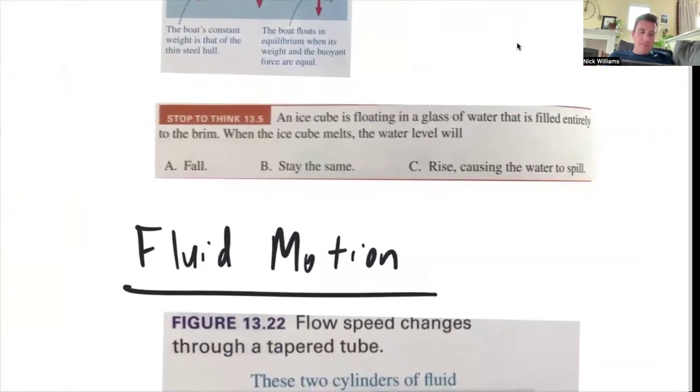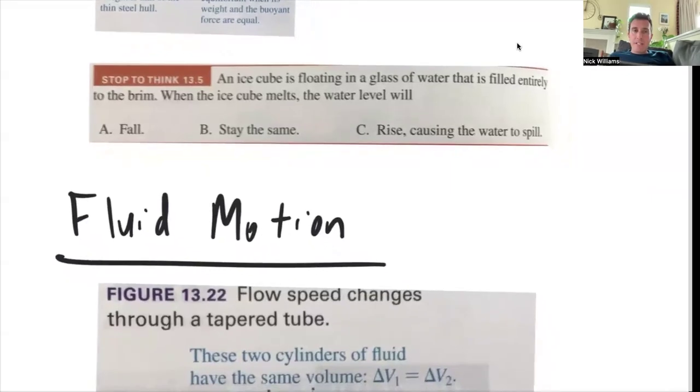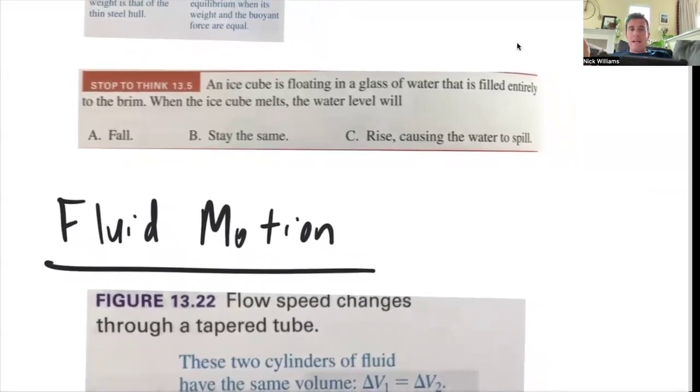Stop and think. An ice cube is floating in a glass of water that is filled entirely to the brim. When the ice cube melts, the water level will fall, stay the same, or rise, causing the water to spill. With the ice cube, it should stay the same. That's because ice is slightly less dense than water.